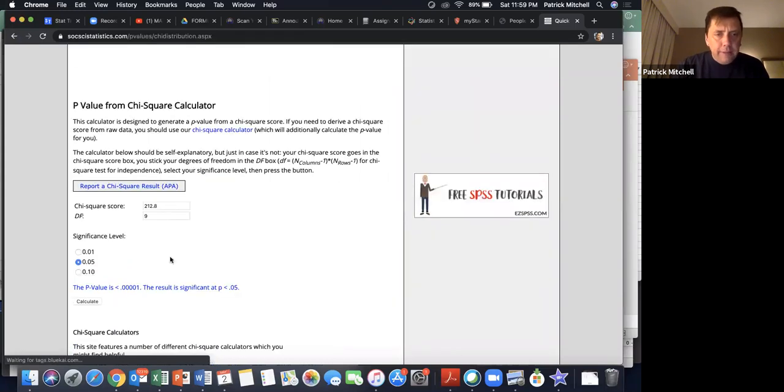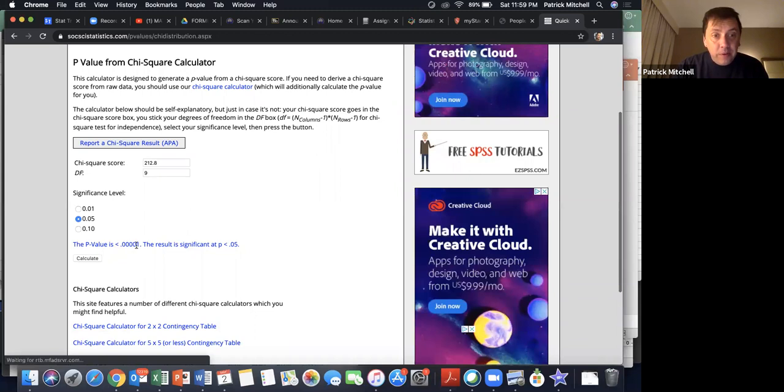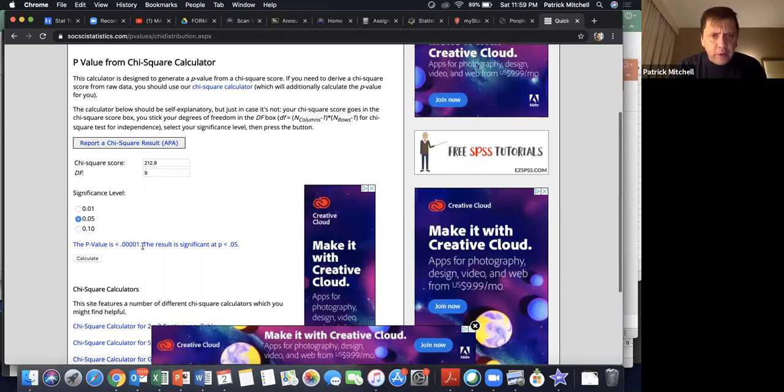All right, the p-value is less than 0.00001. I think I said 0 4 times. The result is significant at less than 0.05, which means okay. So going back here.